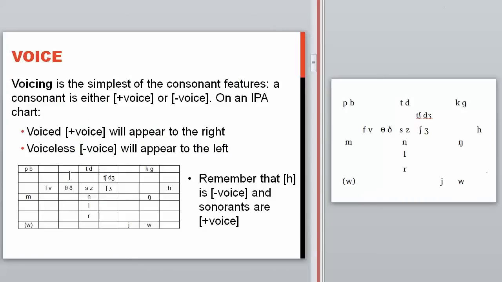Now, voicing is perhaps one of the easiest of the consonant features. If a consonant is voiced, it will carry the feature plus voice. And if it's voiceless, it will carry the feature minus voice. Now recall that the convention on an IPA table is for the voiceless sound to appear on the left and the voiced sound to appear on the right of a pair. Alright, so p is going to be minus voice, but b is going to be plus voice.